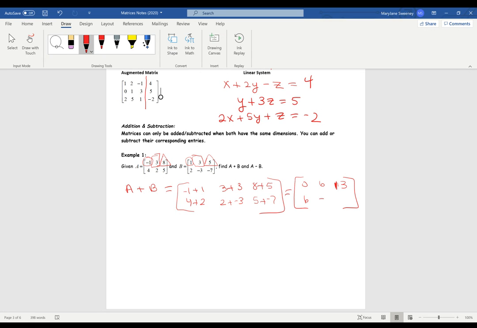Then 6, negative 1, negative 2. And that's your answer. So this matrix, matrices are written with a hard bracket. So this right here is our answer, that matrix.